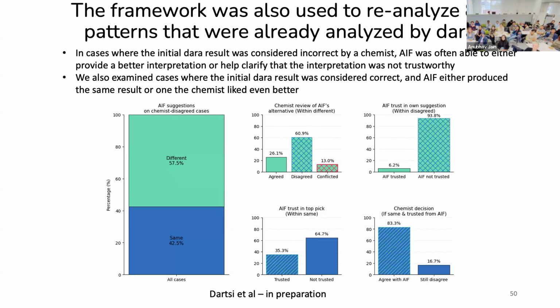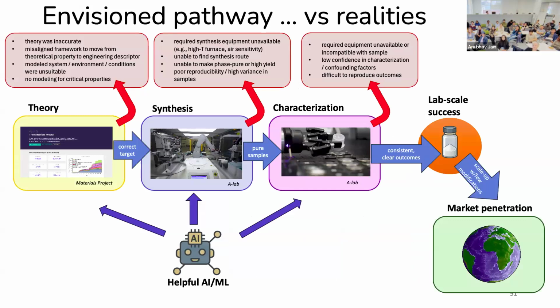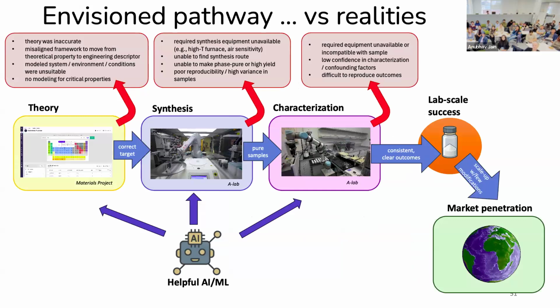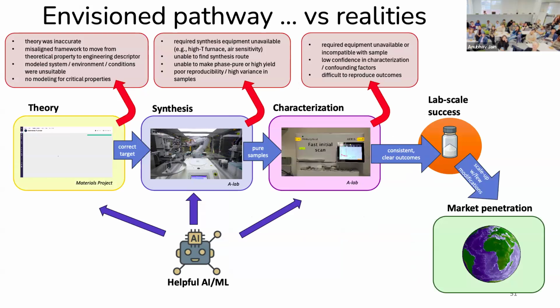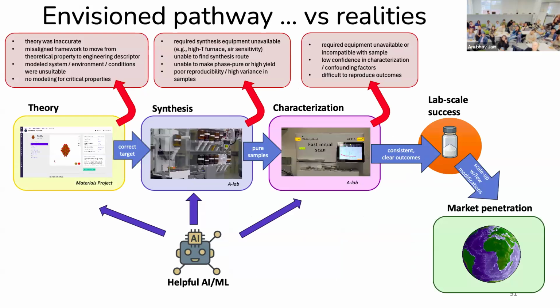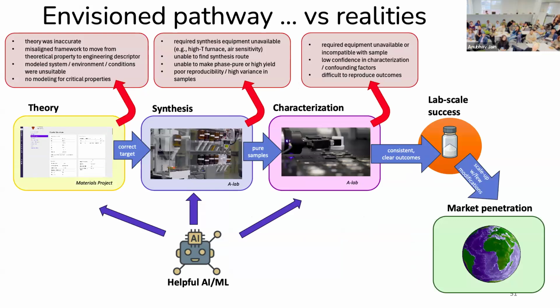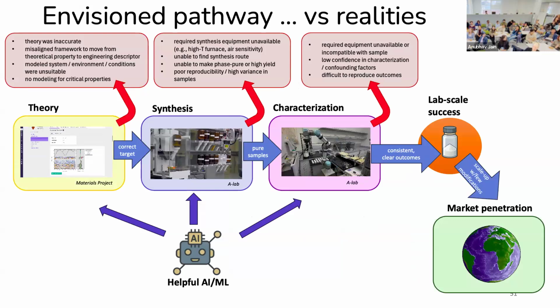So I'm running out of time, so I won't go through this plot in detail, but we are preparing all that stuff. Okay, so we talked about theory, synthesis, characterization, all the things that can go wrong. I think I'm probably running out of time though, right? How's the time going? Oh, I have 9 minutes, okay.